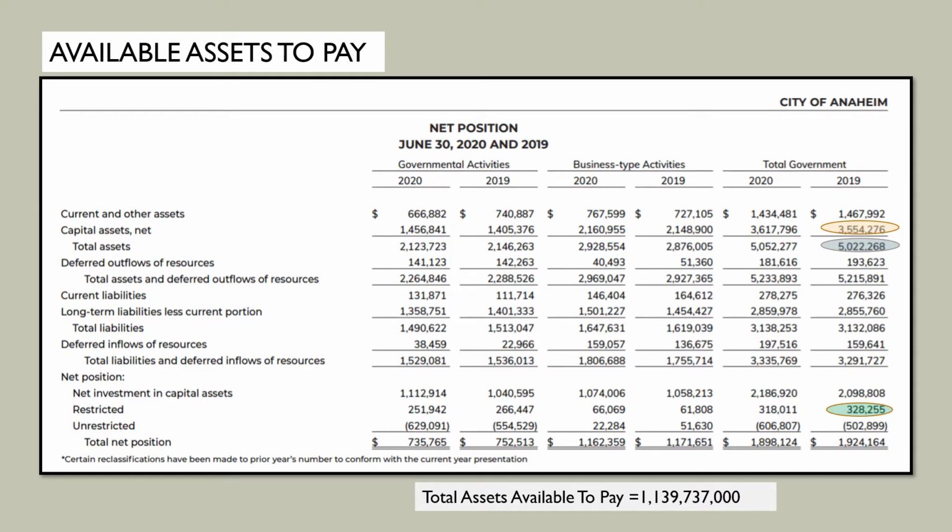To begin with the financial analysis, I will look at the total assets available to pay, which is the city's total fund that it is allowed to use. The information can be found under net position. To get the number, I took the total assets and subtracted the capital assets and restricted assets, and got $1.1 billion of total assets available to pay. You can see this information in the right-hand column, and I highlighted the different numbers that I used in that formula. This is important to compare later with the city's expenditure.